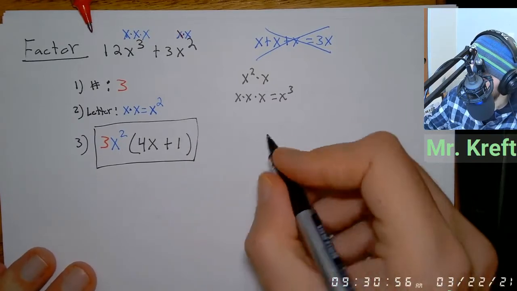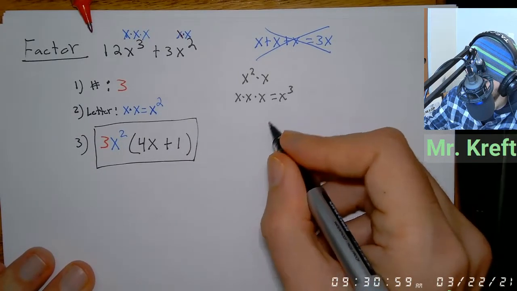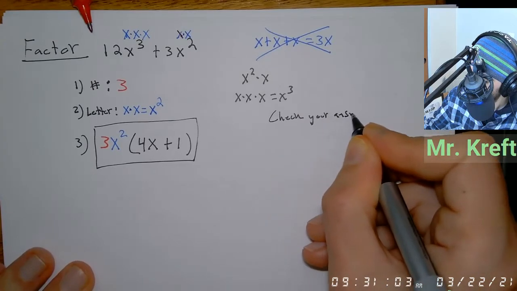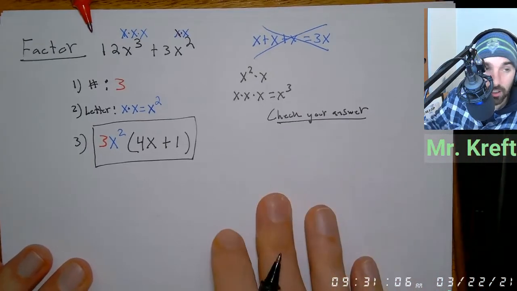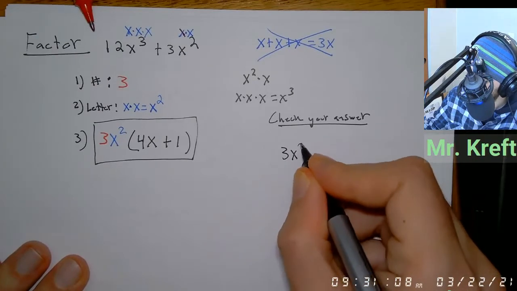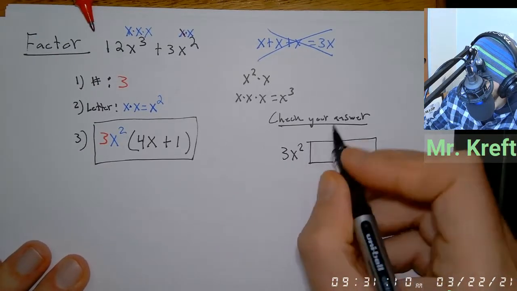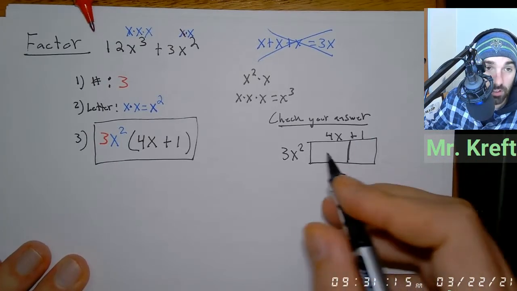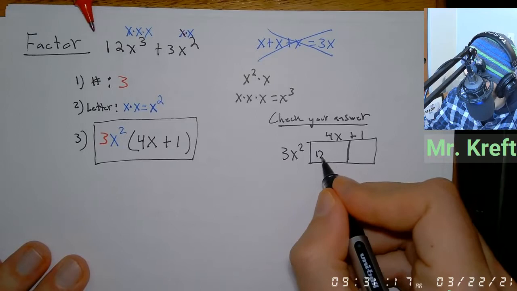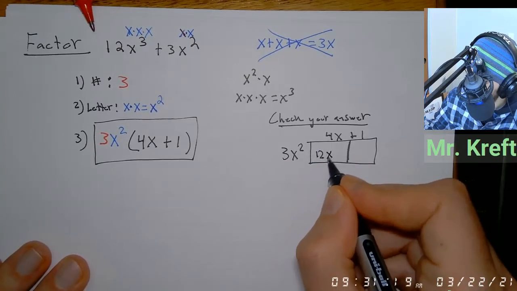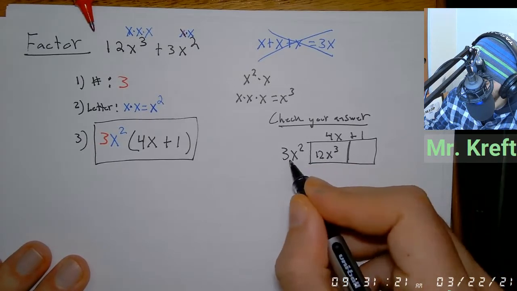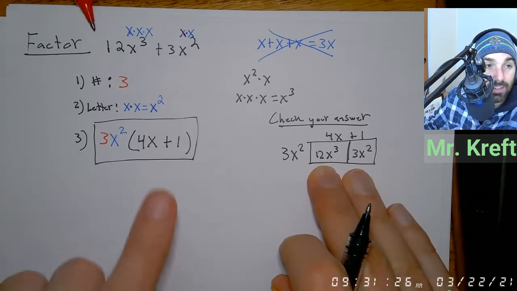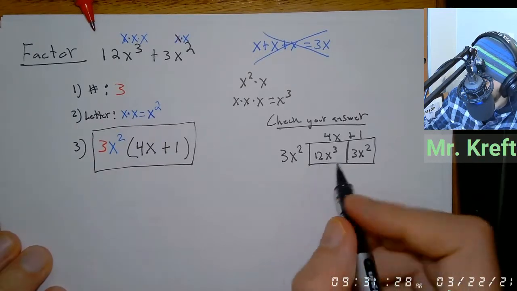Remember, if you ever want to check your answer, I have 3x squared, and I'm going to multiply that by 4x plus 1. So you can always just do it. 3 times 4 is 12. x squared times x is x cubed. And then 3x squared times 1 is just 3x squared. So this should be the same as the start.